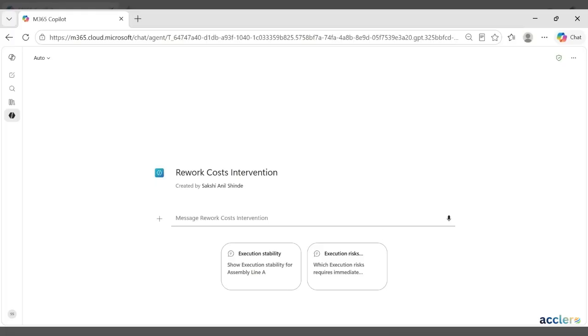This is the rework cost intervention agent. The rework costs in manufacturing are high, not because defects occur, but because they are detected too late. So this agent continuously monitors in-process execution signals like parameter drift, defect rate, operator variance, and cycle time deviations. It identifies hidden instability early and enables corrective action during execution before the defect turns into costly rework.